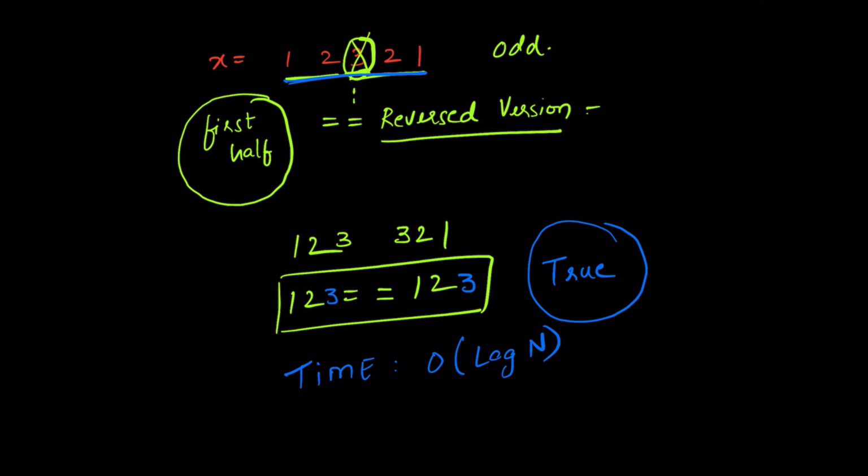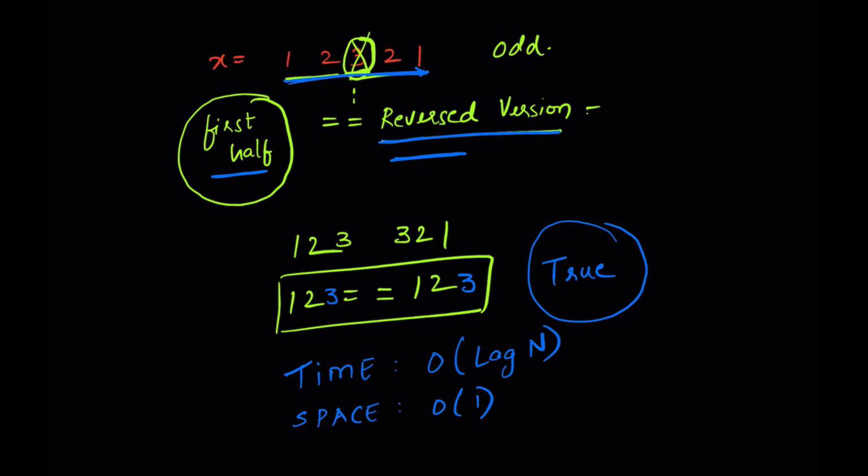With this solution, the time complexity is O(log n) to the base 10, where n is the number, so log n reflects the number of digits in the number. This is because we are breaking down the number into halves and then processing them. Hence the time complexity is not O(n) and instead it's O(log n). And the space complexity is O(1), as we are only using one additional variable to record the reversed version of the second half of the number.